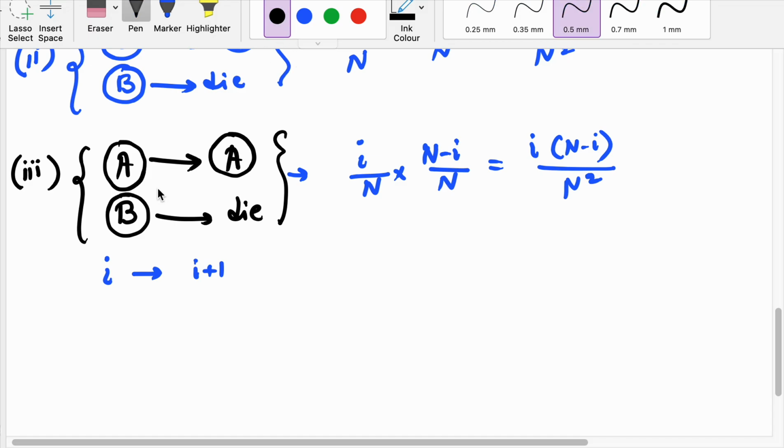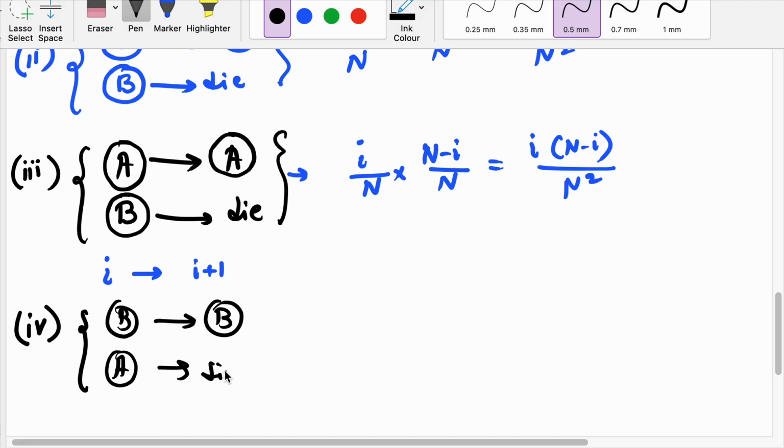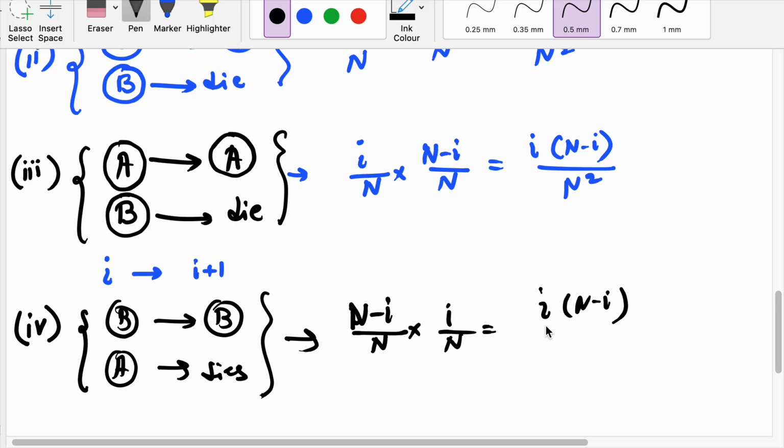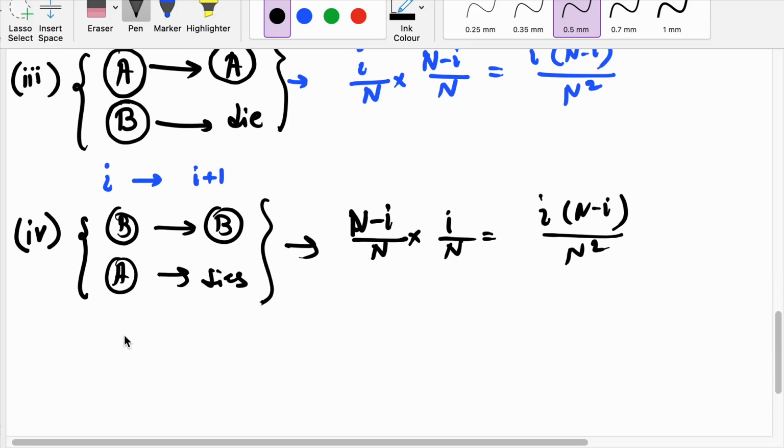Now what will be the other process? The other would be that B produces B, but then A dies. Then what will be the probability? That probability will be again (n minus I) by n into I by n, that is I into (n minus I) by n square. And here my population state goes from I to I minus 1. Now these will be the cases.